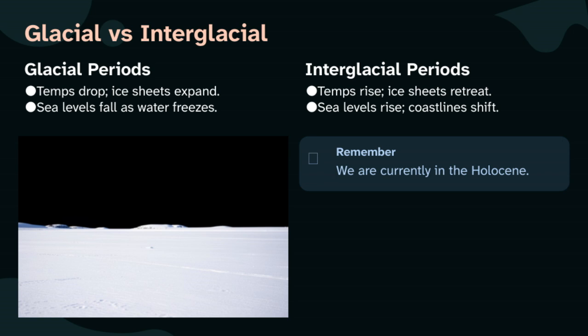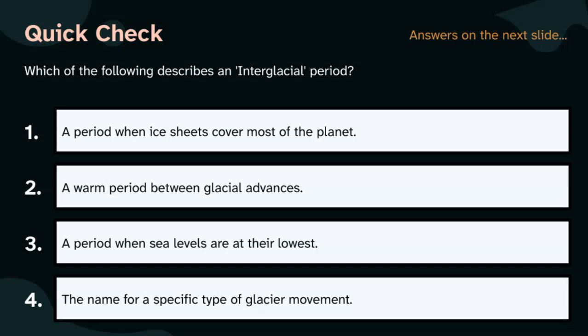Let's ask a question. Why do sea levels fall during glacial periods? Here's the model answer. Sea levels fall because more water is stored on land as ice, so there is less water in the oceans. Let's check your understanding.